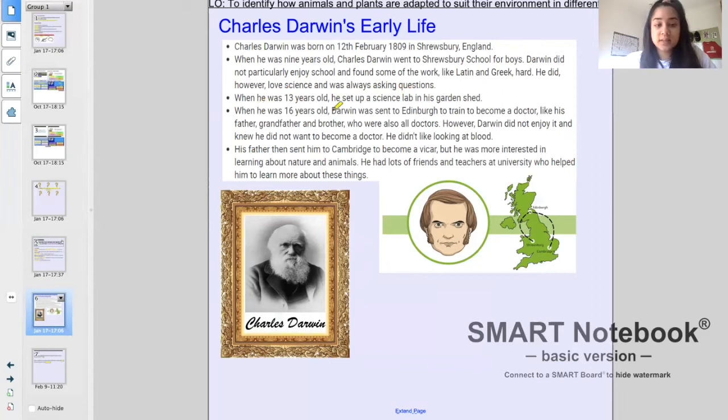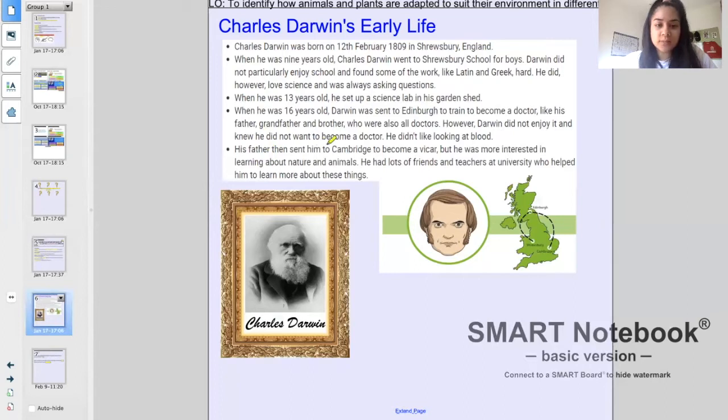When he was 16 years old, Darwin was sent to Edinburgh to train to become a doctor, like his father, grandfather, and brother, who were also all doctors. However, Darwin did not enjoy it and knew he did not want to become a doctor. He didn't like looking at blood.